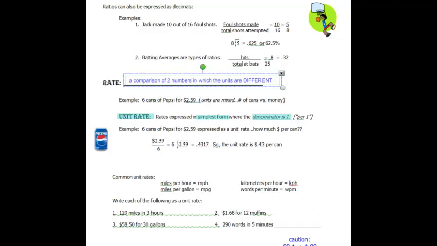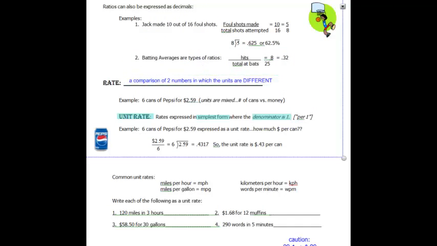A rate is a comparison of two numbers in which the units are different. So these can't be converted to one another. I can't convert if I have 6 cans of Pepsi for $2.59. I can't convert dollars to cans or cans to dollars. There's no conversion for that.